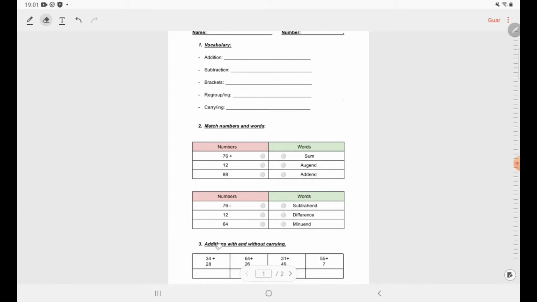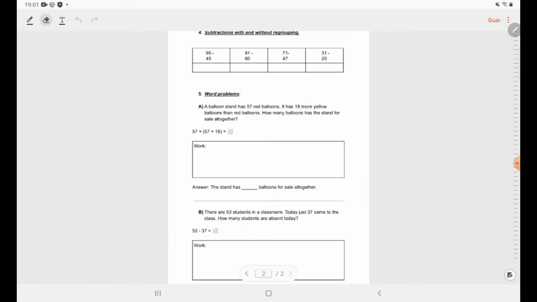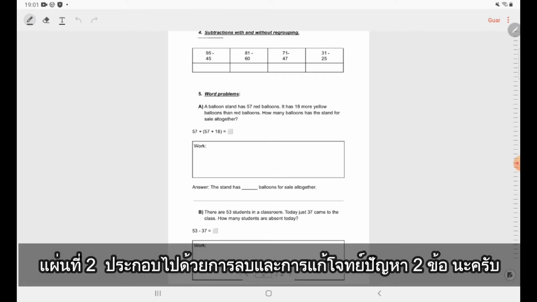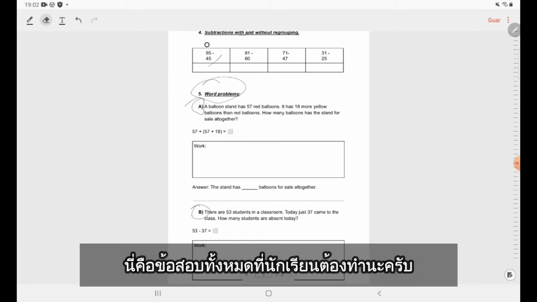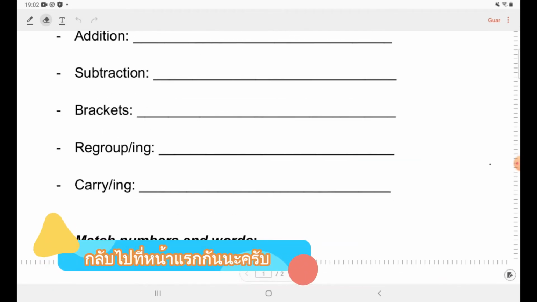And then we have page number 2, and on this page we have subtractions. I hope you know what it is. Okay, this is a subtraction. And then in exercise number 5 we have word problems. We have 2 word problems, word problem A and word problem B. I'll explain all the exercises to you, how you need to do them. Okay, so let's go back to the first page.